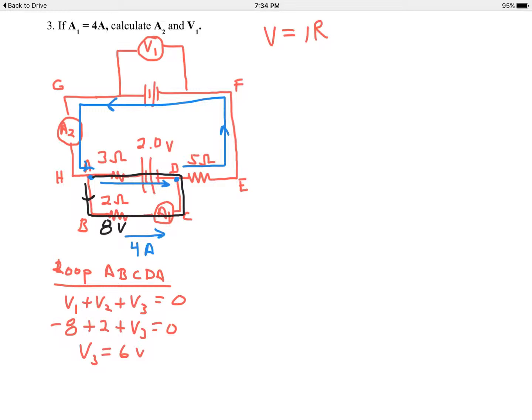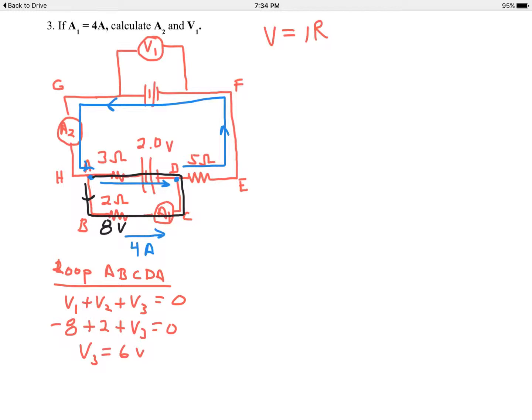Another way to think about this is that the 2 ohm resistor, the 8 volt resistor, really is in parallel with the 3 ohm and the 2 volt battery. And the rule for parallel is any two things, in this case we have 2 things in that branch from A to D, the voltages there must be equal to the 8 volts, because in parallel things have to have the same voltage.